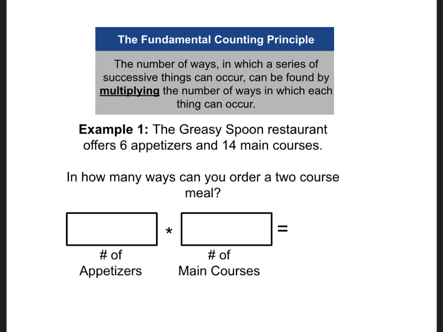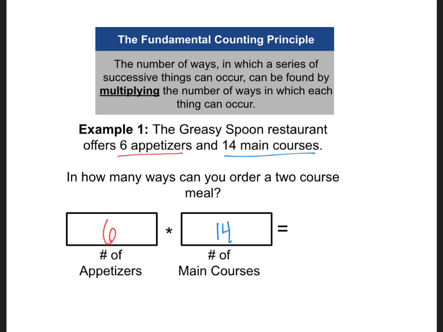So I have 2 choices, which is why I have 2 boxes here. And then you want to put in how many options you have for each choice. So for the first one, my number of appetizers, we have 6 appetizers, so I'm going to put 6 here. For the number of main courses, we have 14, so I'm going to put 14 here.